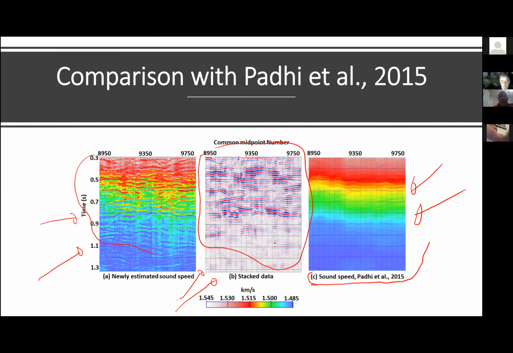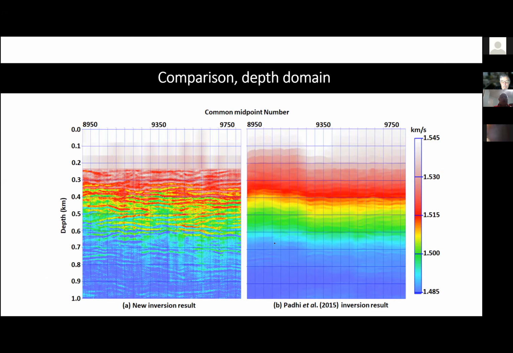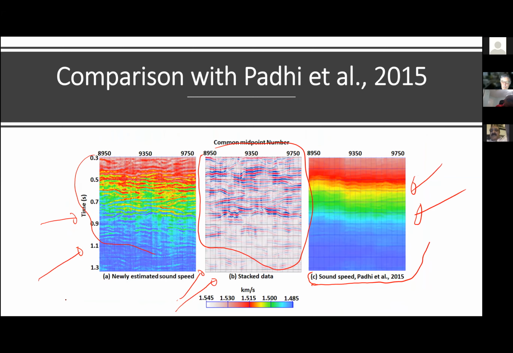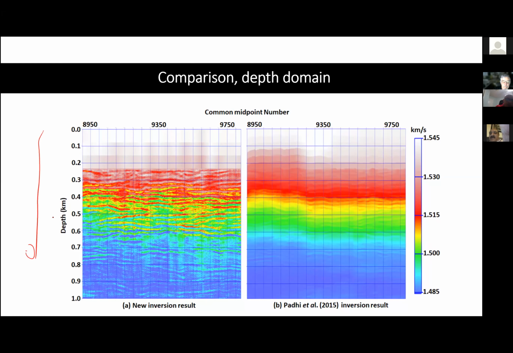All right, so where were we? We are right here. Because it is a full waveform inversion, the inversion is actually always in depth. But I showed everything in time here because I wanted to compare with the stack data. Here I am showing the same model in the depth domain, both the new inversion and what Padi got in the previously published work, the reference of which I provided previously.